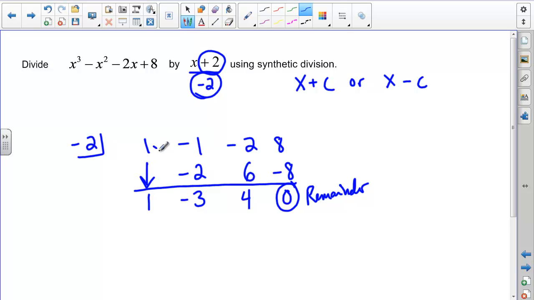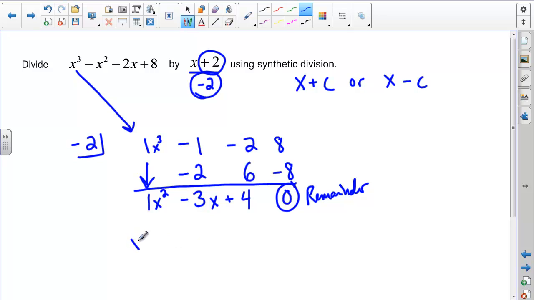And because this was x cubed from right here, when I divide by x minus negative 2 or x plus 2, this becomes x squared. This was the x squared term, now it's our x term. This was our x term, now it's our constant term. This was our constant, now it's our remainder.